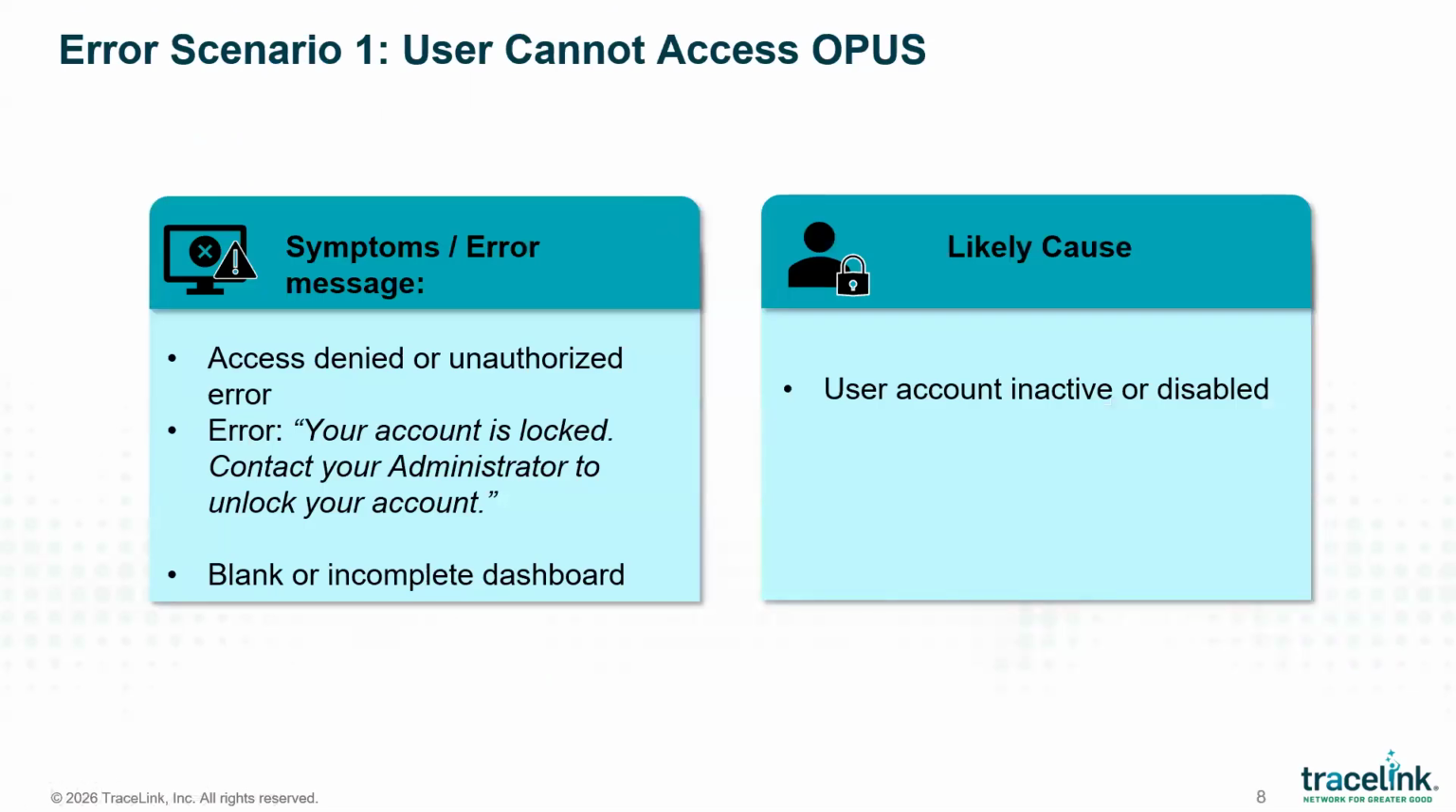So let's start with one of the most common tickets administrators receive. A user says, I can't access Opus. At this point, avoid assuming SSO or system outage. In most cases, this is a user configuration issue. The common cause is that the user account exists but is inactive or disabled. This can happen if the account was manually disabled or incorrectly updated during a user management activity. Now that we understand the symptoms and likely causes, let's walk through exactly how an Opus administrator resolves this issue step by step using the administration module.